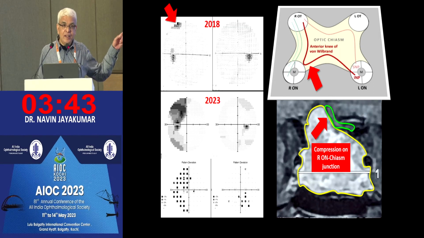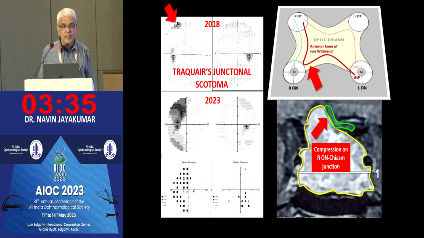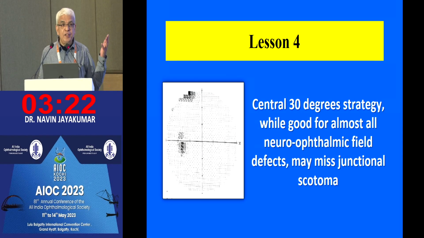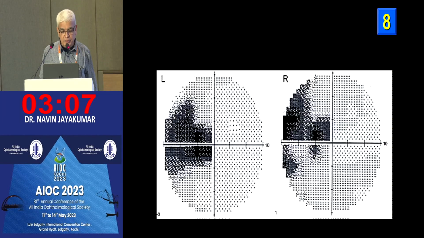If you look back now at the field of 2018, you can actually see that defect on the side in this 30-2. This is a classic traquair's junctional scotoma. The lesson to be learned here is in a unilateral optic neuropathy, the neurologically more important field is that of the contralateral eye. Okay, the eye which is apparently normal. And remember that central 30 degrees or 24 degrees may work for all neurological lesions in the entire visual pathway, but you might sometimes miss things like a junctional scotoma. So depending on the risk and your clinical intuition, be prepared to do a larger field.